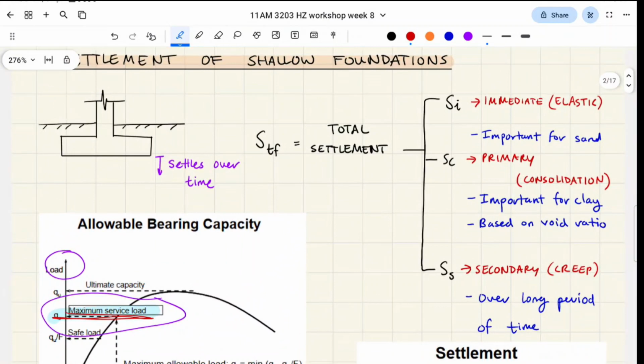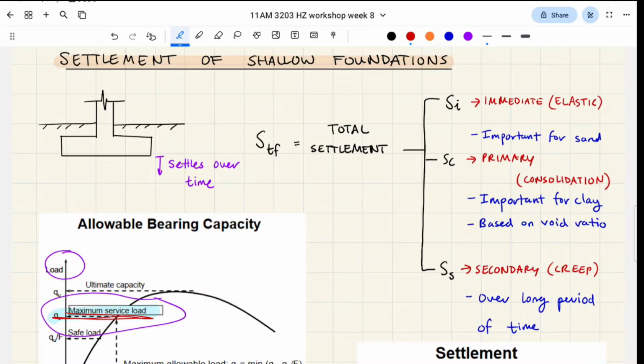So let's talk about the different types of settlement. There are 3 types of settlement. The first one is called the elastic or the immediate settlement, and this is very important for sand, right? The next one is the primary or the consolidation settlement, and this is important for clay. In terms of what order these things happen in, it goes top down. So the immediate settlement happens first. For the sake of numbers, you can say this happens all within 1 day, right? And then your primary consolidation settlement happens next.